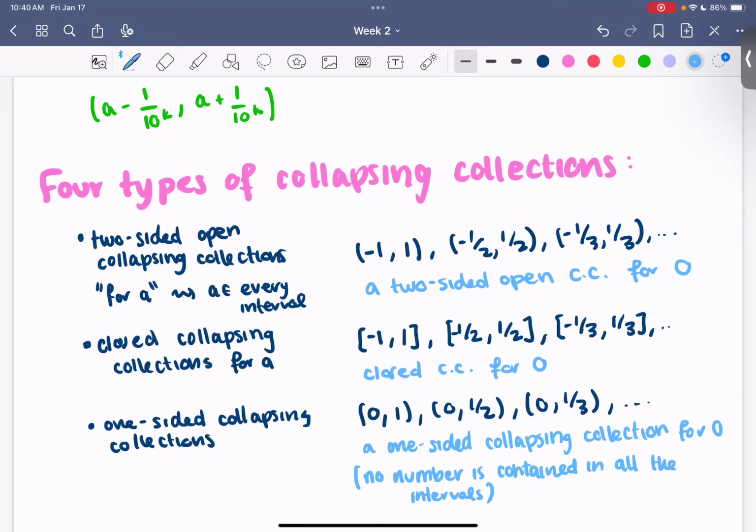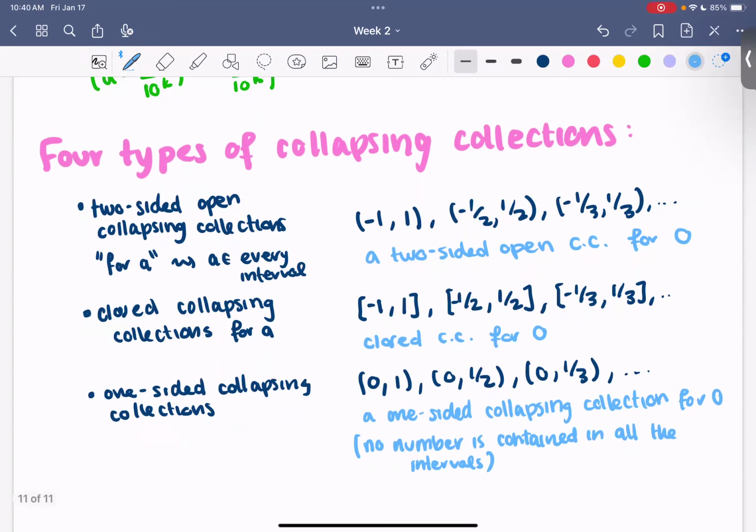Okay, so of course, these come in two flavors, right? You could have the left endpoint of the interval being the same number every time, or you have the right endpoint of the interval being the same every time. So you would just call that a right-sided collapsing collection versus a left-sided collapsing collection. So here we have a distinction between right versus left. Okay, and then the last type of collapsing collection.